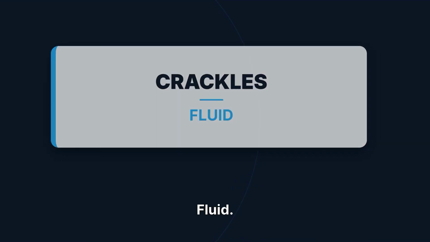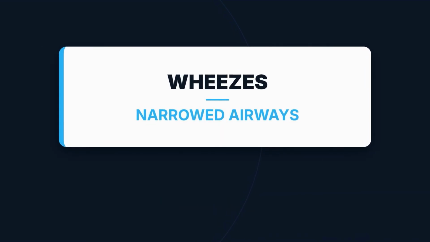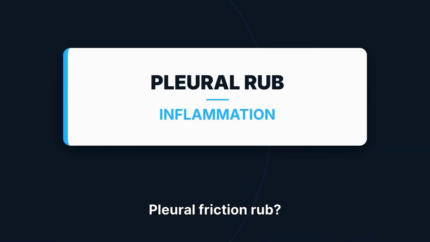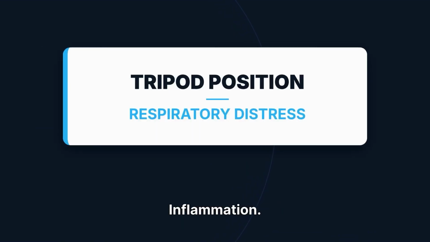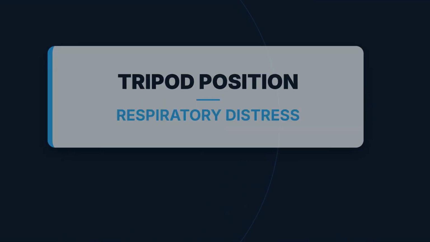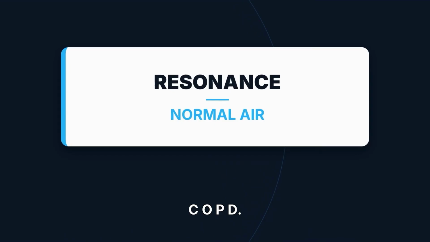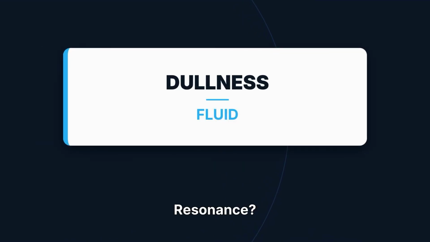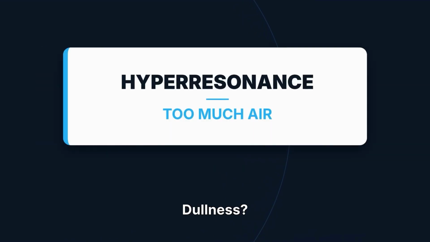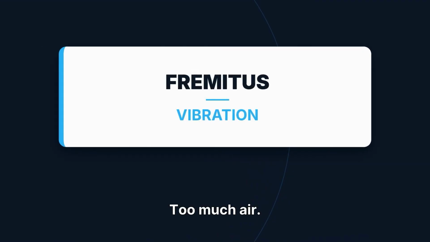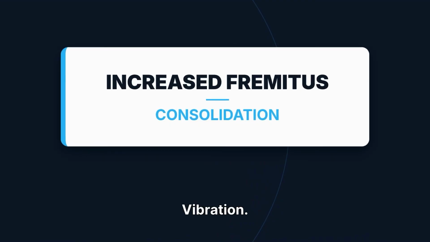Okay, friends, let's do a rapid fire review of the entire respiratory assessment. Crackles, fluid. Wheezes, narrowed airways. Rhonchi, secretions. Pleural friction rub, inflammation. Tripod position, respiratory distress. Barrel chest, COPD. Resonance, normal air. Dullness, fluid. Hyperresonance, too much air. Fremitus, vibration.